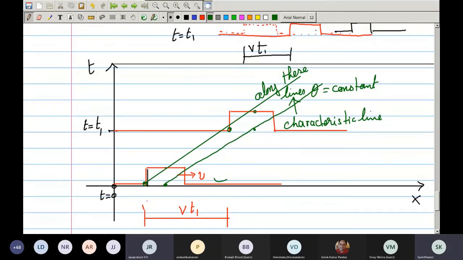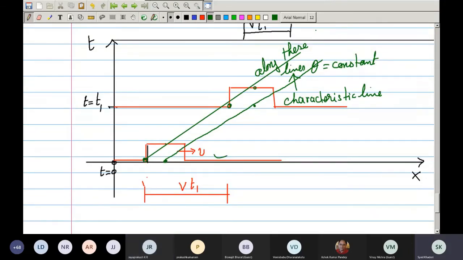Yeah, fine. So what I was telling is, along these lines the temperature is going to be constant, and these lines are what we call characteristic lines.